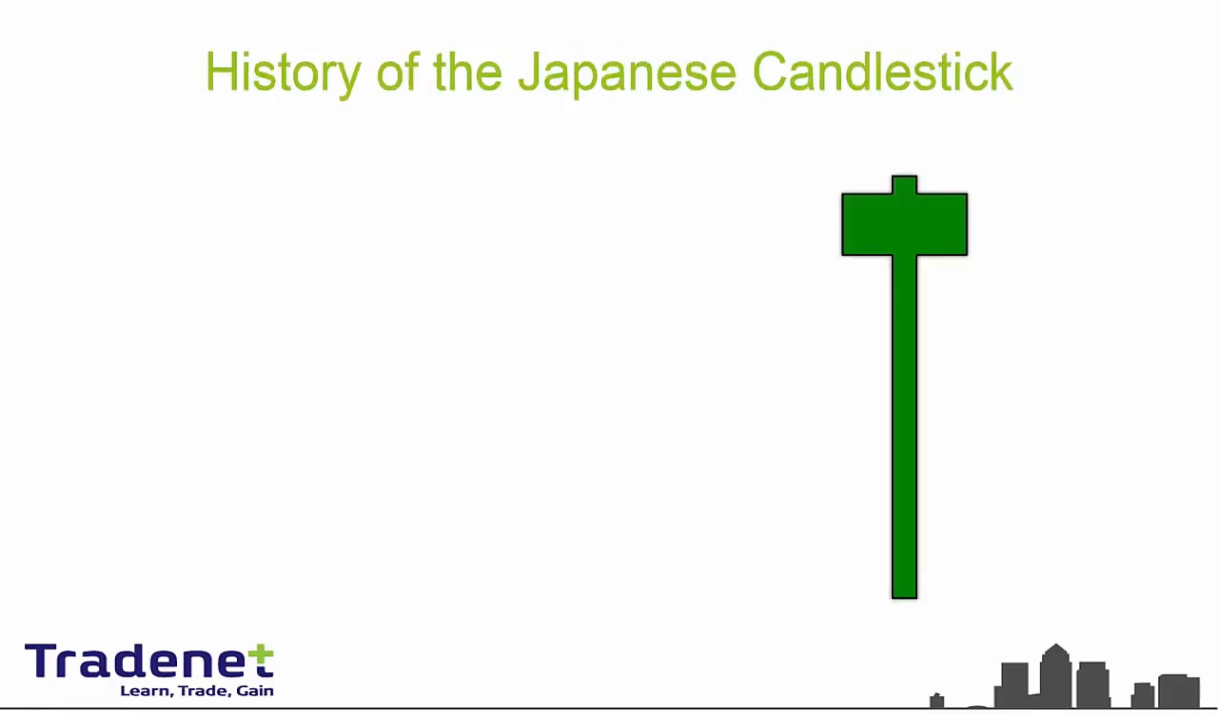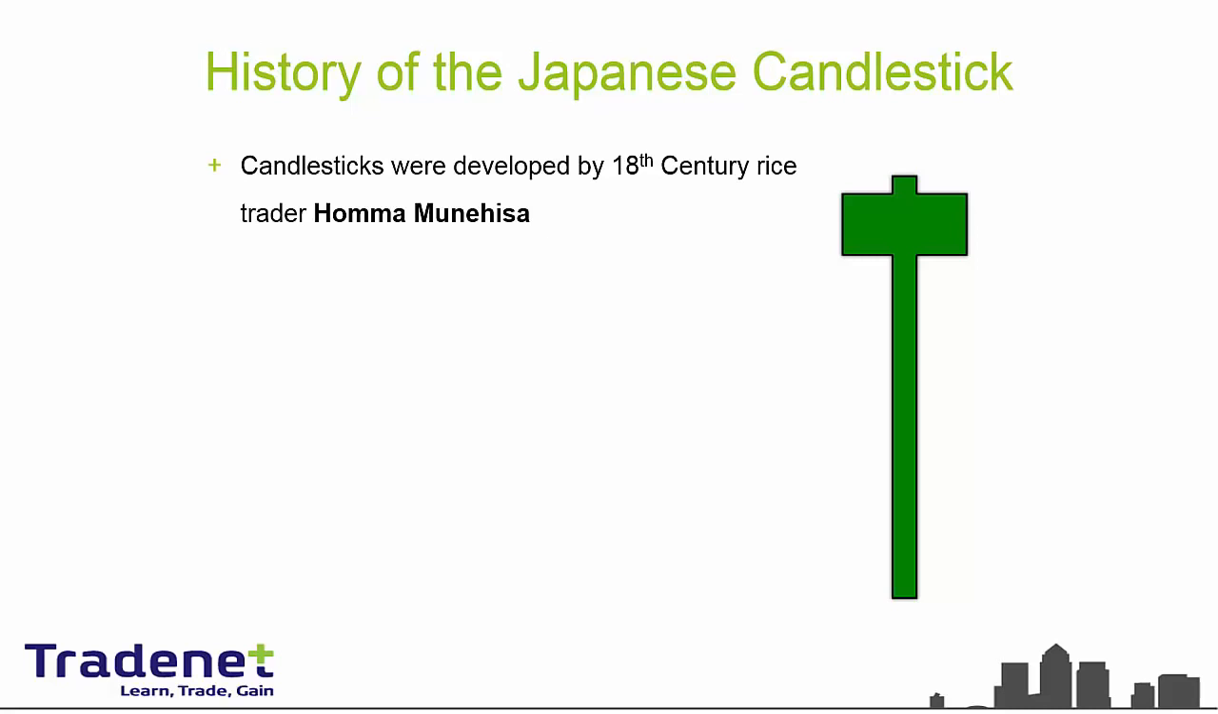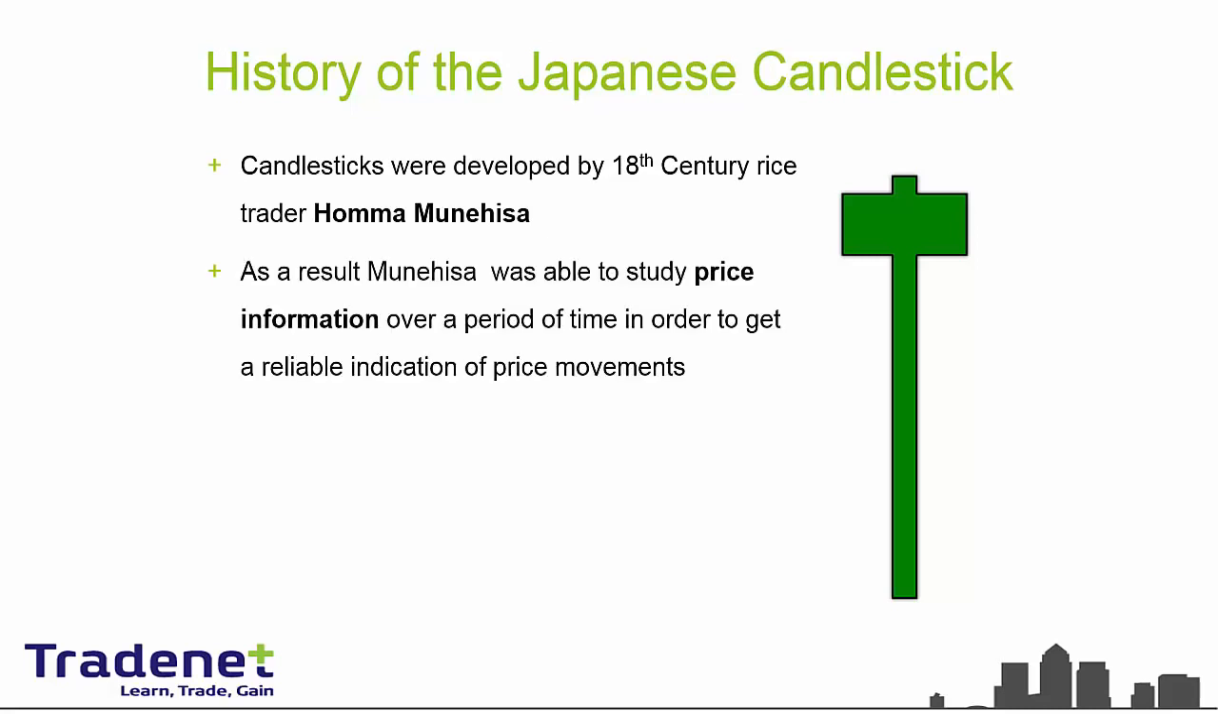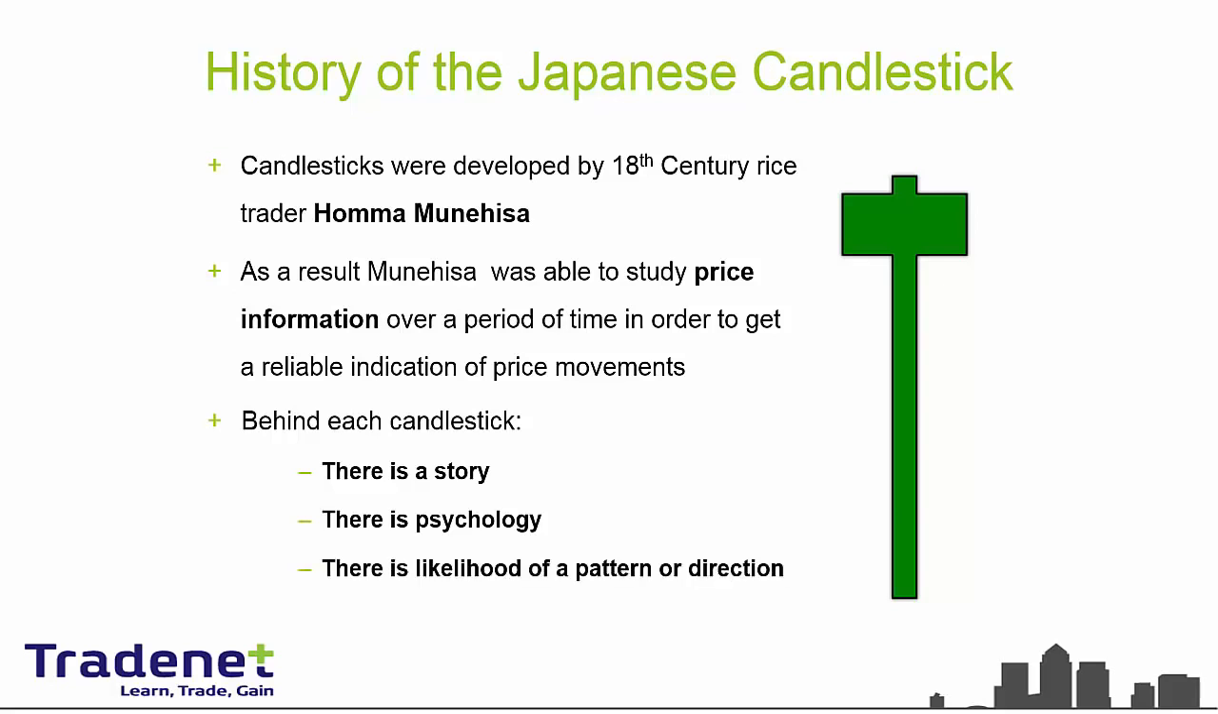The history of the Japanese candlestick started in Japan by a rice trader who invented it in the 18th century, named Homamune Hisa. He used it in order to study the price of rice and predict future movements. Behind each candlestick there is a story, there is psychology, especially when we see formation of candles, and there is a likelihood of a pattern or direction. In each candlestick we have the high, which is 1, the closing price, which is 2, the open price 3, and the bottoming price, which is 4.